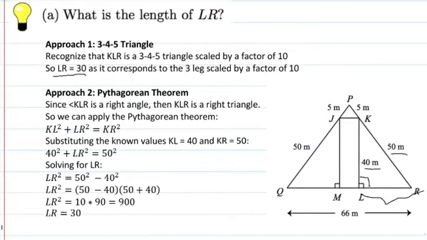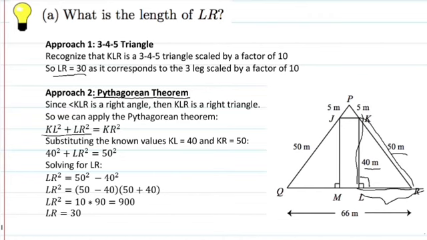Now, that being said, let's take a look at an approach to solve this problem without knowing about 3-4-5 right triangles from the beginning. For that, we'll use the Pythagorean Theorem. First, we start off again with recognizing that angle KLR is a right angle. So therefore, triangle KLR is a right triangle, and we can apply the Pythagorean Theorem. It says that KL squared plus LR squared, the sum of the squares of the legs, equals KR squared, the square of the hypotenuse.